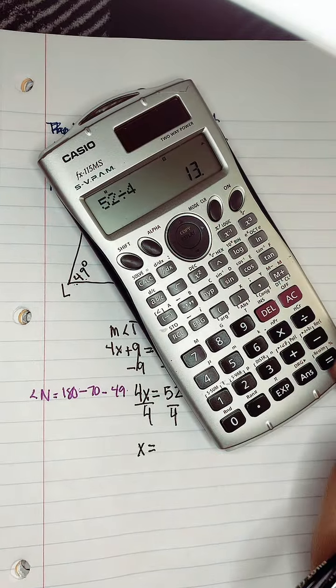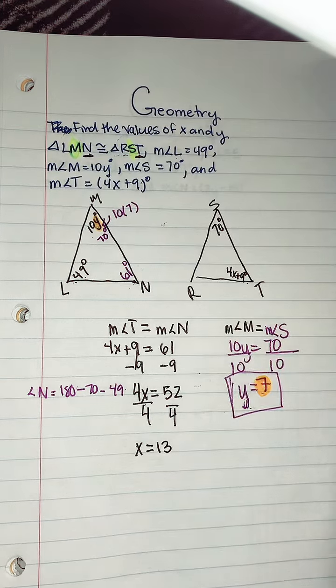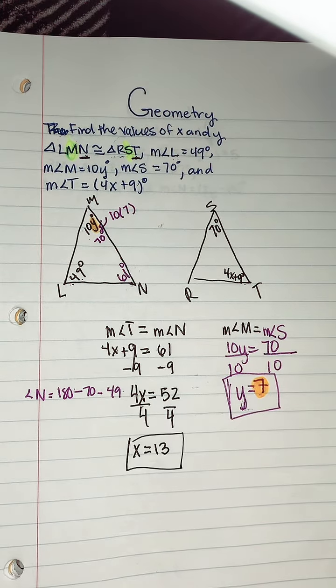52 divided by 4 gives us 13. And that is our answer.